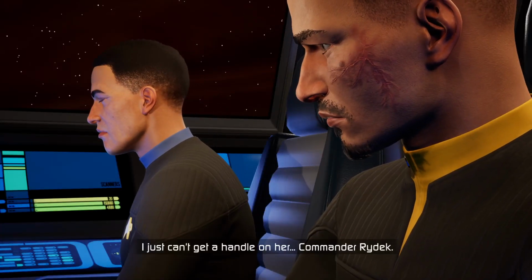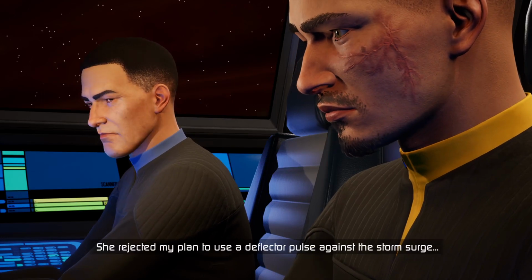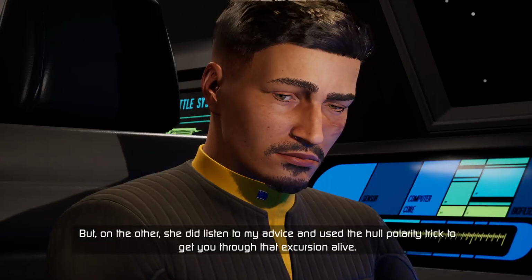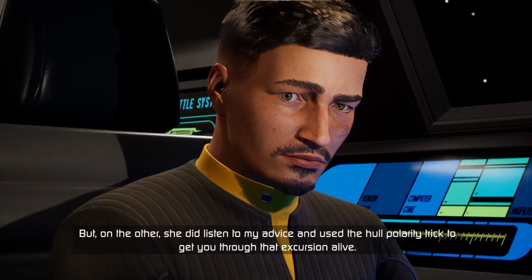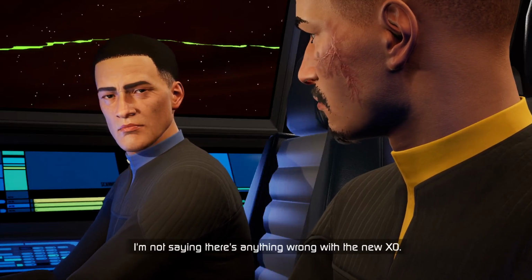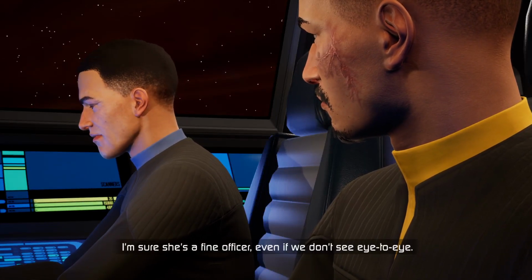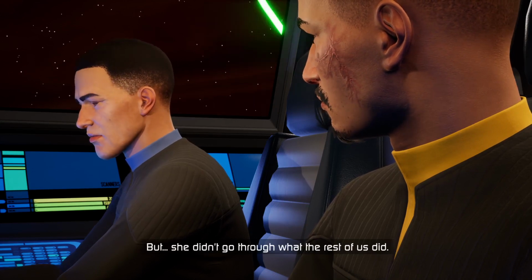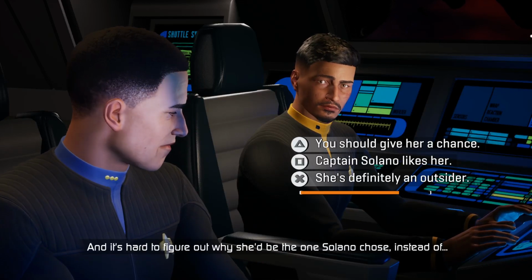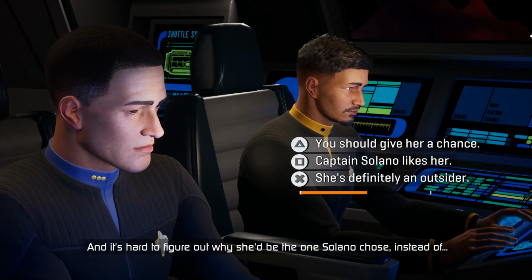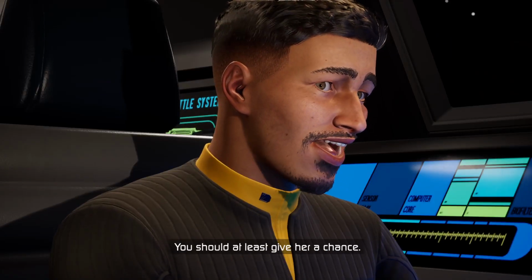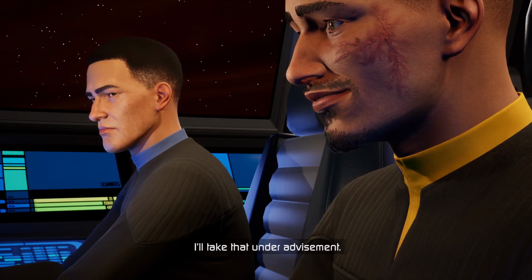Just can't get a handle. Commander Ryder, she rejected my plan to use a deflector pulse against the storm surge. But on the other hand, she did listen to my advice and used the whole polarity trick to get you through that excursion alive. I'm not saying there's anything wrong with it, so I'm sure she's a fine officer, even if we don't see eye to eye. But she didn't go through what the rest of us did. You know that. And it's hard to figure out why she'd be the one Solana chose instead of, well, one of us. I've heard some good things. You should at least give her a chance. We'll take that under advisement.